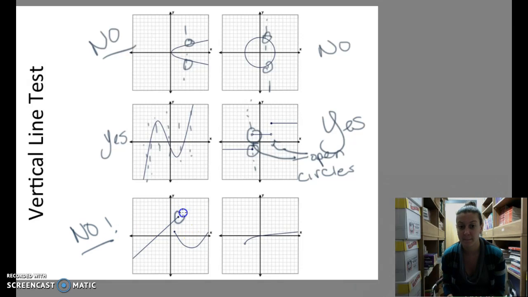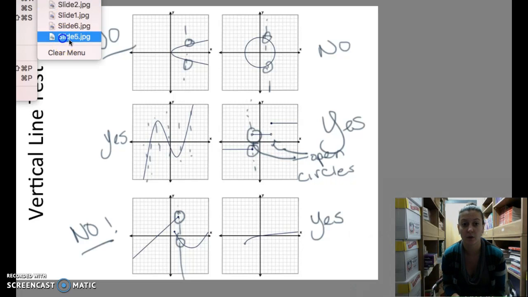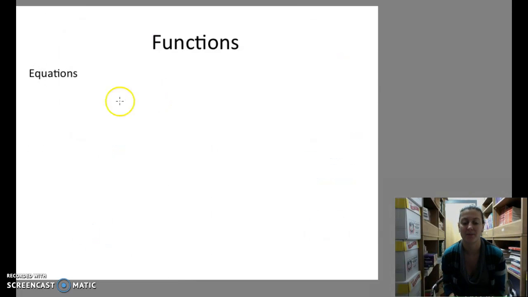Because this, well, first of all, it overlaps there, but both of these are closed circles. So either way, it's not. And then this one's a yes. Okay. Last slide, I believe. Oh, no, 2 more. Okay. Functions and equations. Equations, there has to be a y.